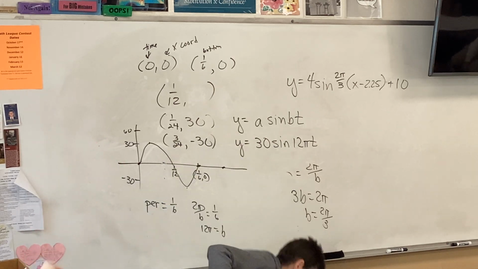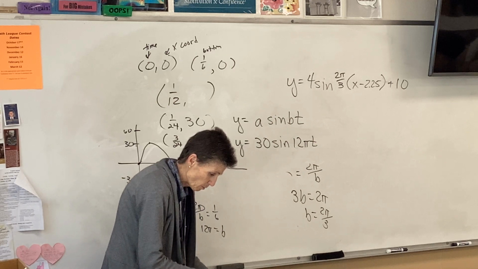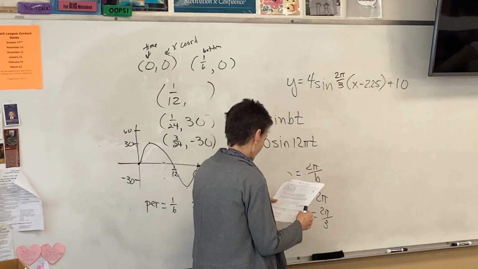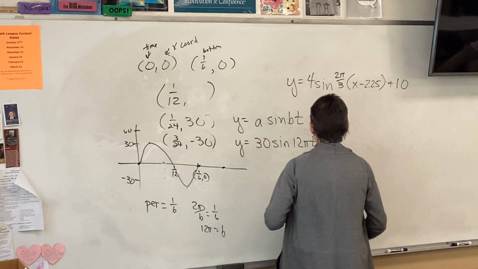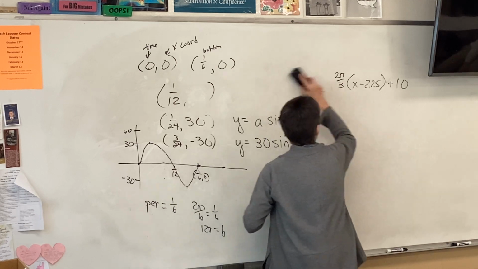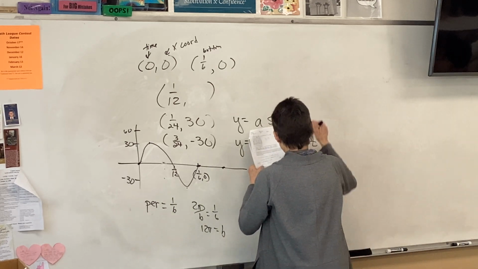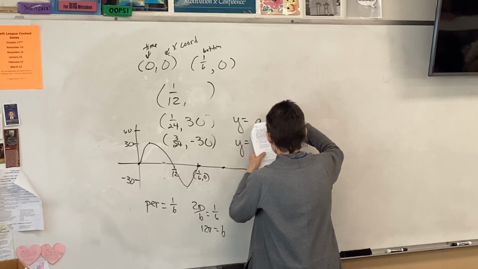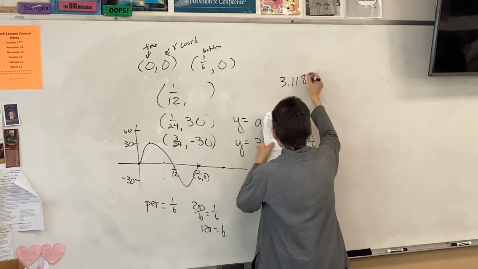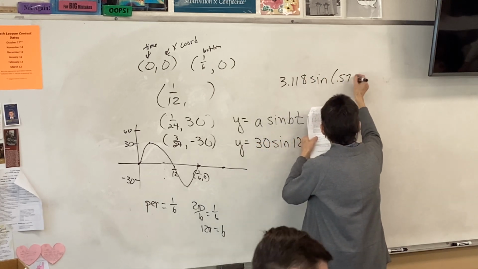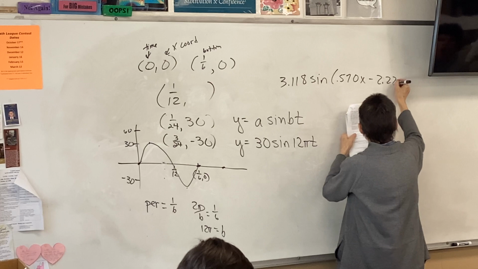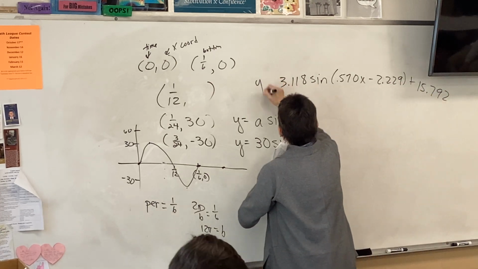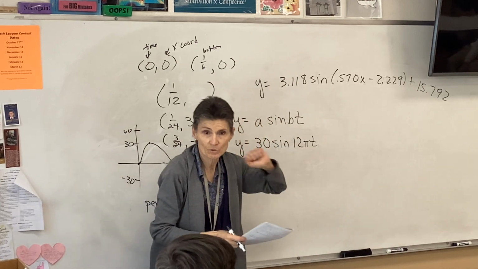Yes, Bryce, maybe number 2 on the same homework? Okay, did you get a regression equation? Yes. Okay, what was your equation? Oh, I don't have it. Well, I'll just tell you what I got. I got 3.118 sine(0.570 x minus 2.229) plus 15.792. Okay, so I don't know if that's right or not, but let's just go with that to answer the question.